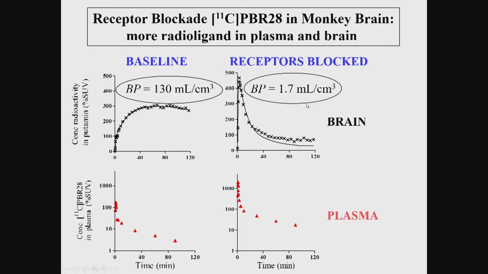If you do it on the blocked scan, the number you would get would be 1.7, which means that, this is an outstanding radioligand in the monkey brain, more than 99% of it is specifically bound to receptors because we can displace it with other pharmacological agents from that site. So the vast majority of the uptake in the brain is reflecting binding to the TSPO.